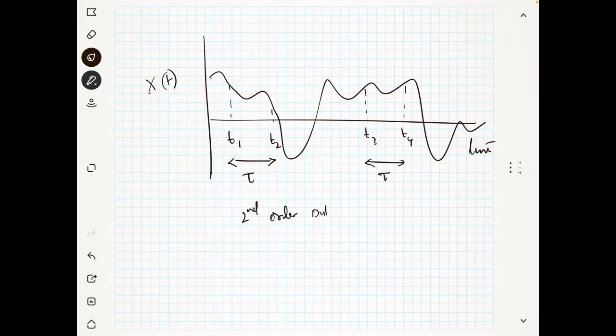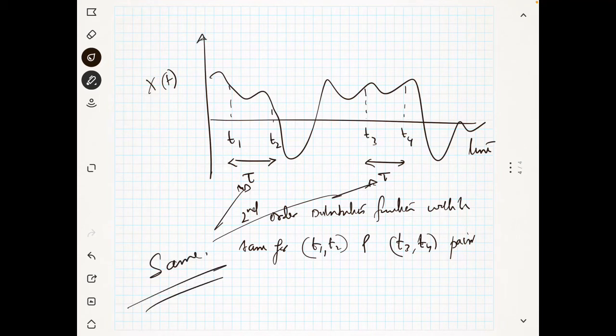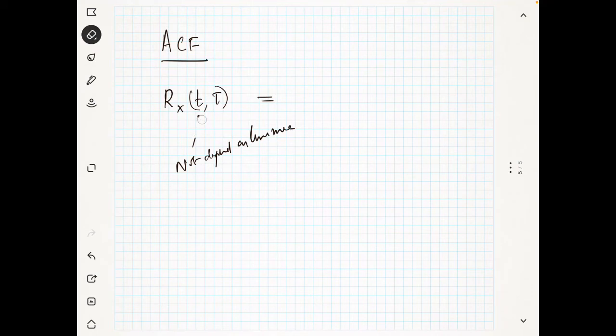Second order distribution function will be the same for the t1 t2 pair and the t3 t4 pair, if both have the same differences. Okay, this difference and this difference are both the same. So what do you mean by this? The second order distribution means you are talking about the time difference, means you are talking about the autocorrelation function. So the autocorrelation function Rx of t comma tau is not depending upon time. Not depending upon time means that it will be equal to Rx of tau, that means it is not depending on time, this is only the time difference.